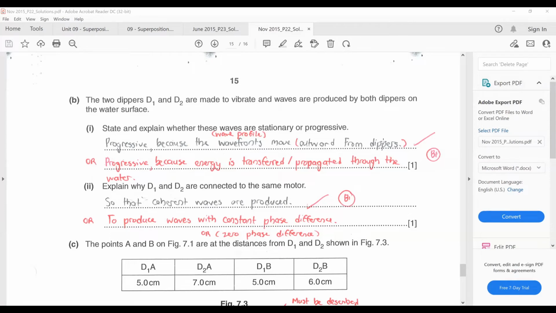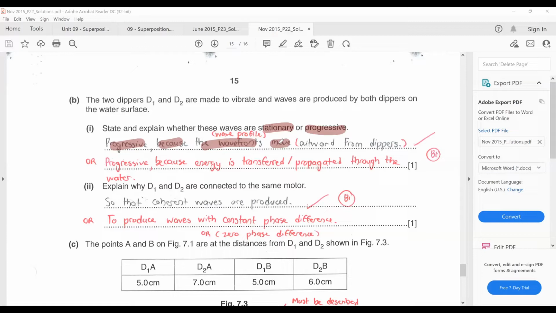Yes, the waves are progressive because the wave fronts or wave crests are moving outwards from the dipper. Stationary wave, that one will be under next week's lesson. You don't need to bother so much about what stationary waves are first. But you learn progressive wave. From that definition alone, you can do this. Progressive because the wave fronts are moving.